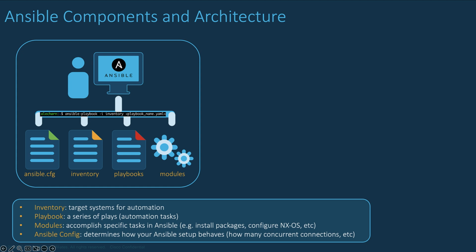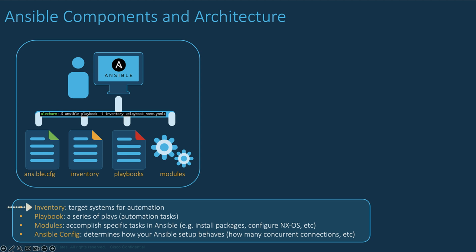So these are the few components that you need to take care of. The Ansible config that determines how your Ansible set behaves. The inventory that includes the different controllers with their credentials, as you may have multiple NDFC or DCNM controllers. The playbooks where you specify the tasks. And notice that you can run multiple tasks in the same playbook. And all the modules which are given in the Ansible collections.